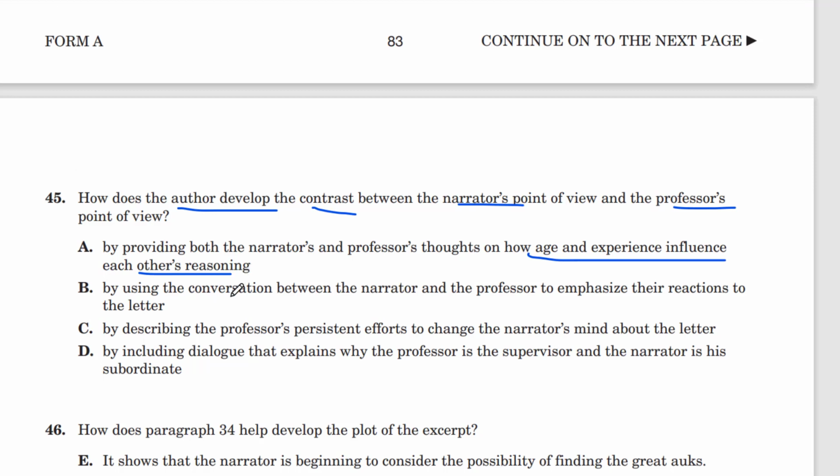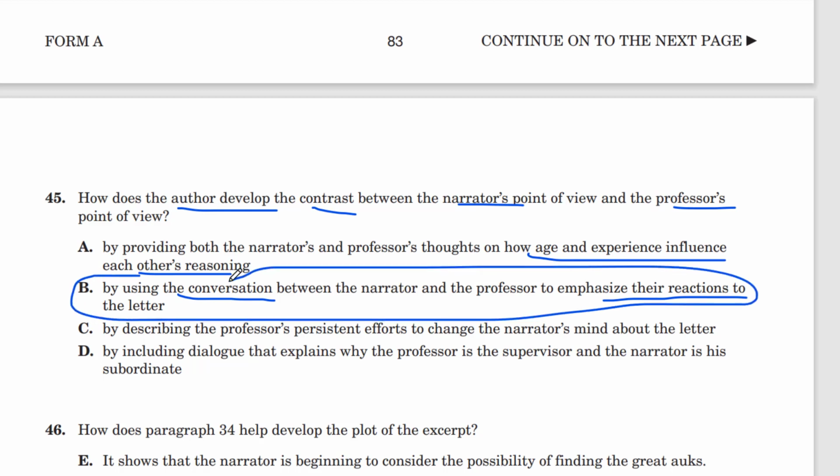B, by using the conversation between the narrator and the professor to emphasize their reactions to the letter. Yes, that's it. The conversation is the dialogue. That's the technique the author uses to show the back and forth between the narrator and the professor. And their reactions are opposing to each other. So B will be our correct answer. Let's check C and D.